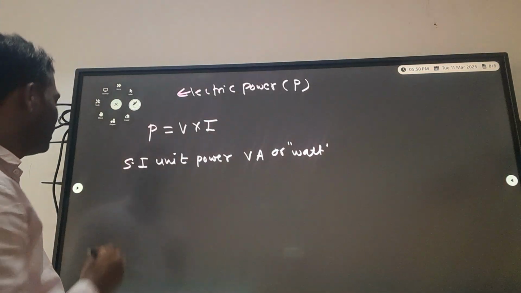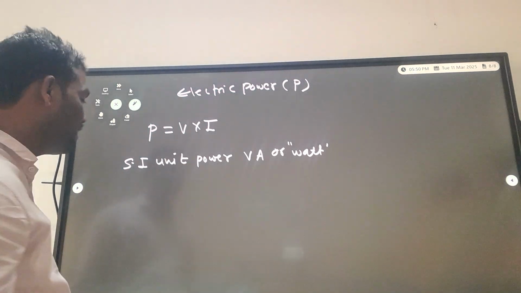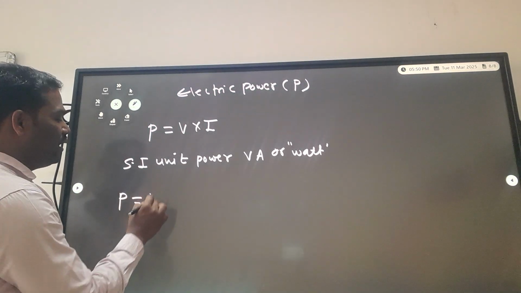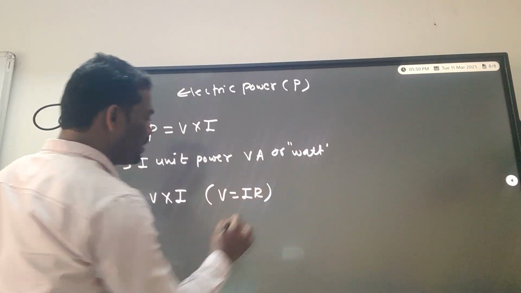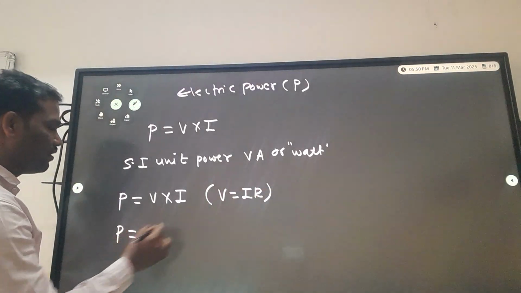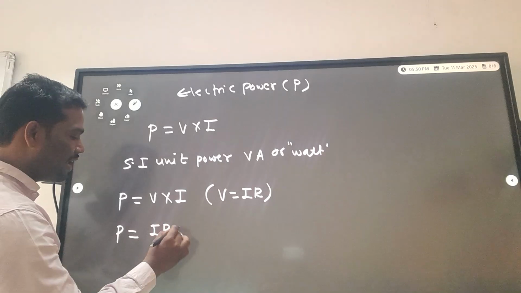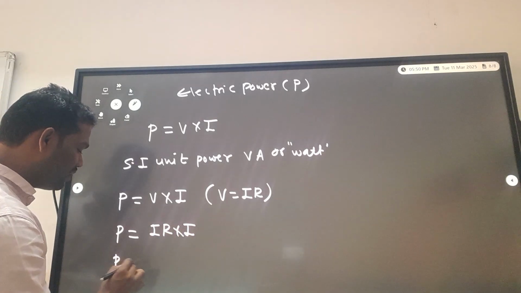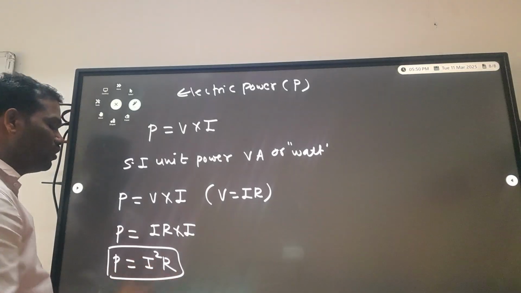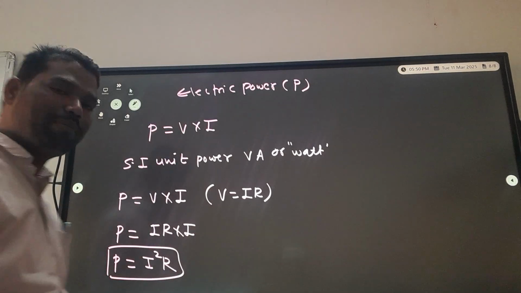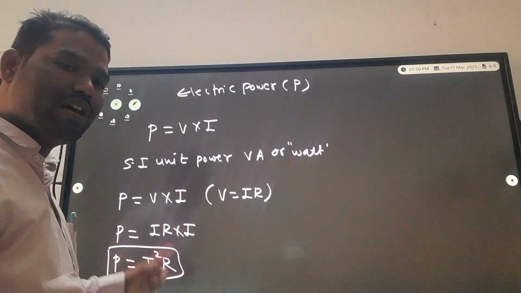Now next thing is the different forms of the electric power. So we know Ohm's law. What is Ohm's law? V is equal to IR. So we can put the value of V, that is IR, here, and I as it is. So what will we get? P is equal to I into I, that is I square, and R as it is. So another form of the electric power is P is equal to I square R.